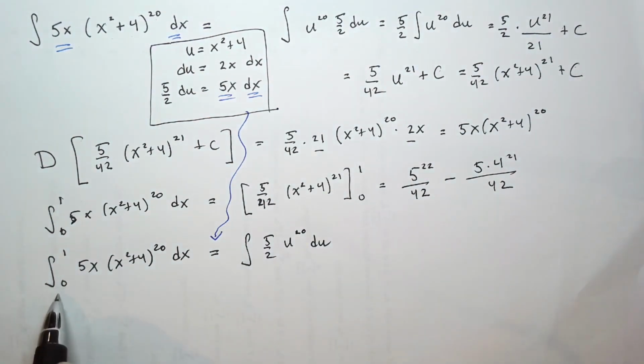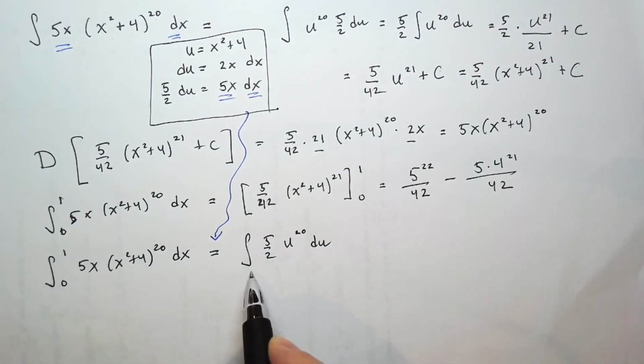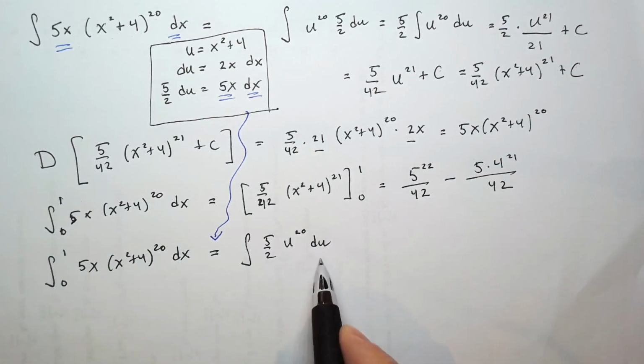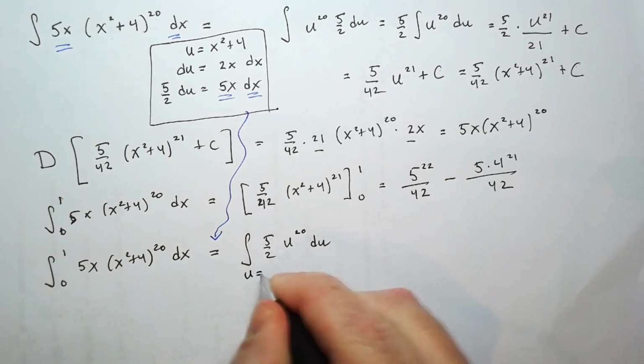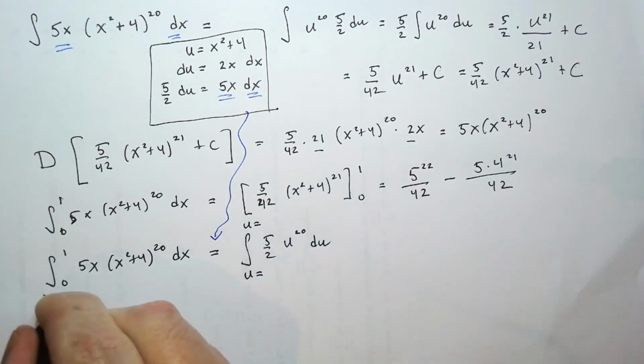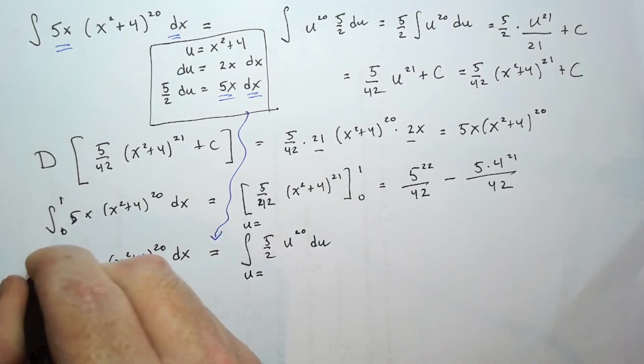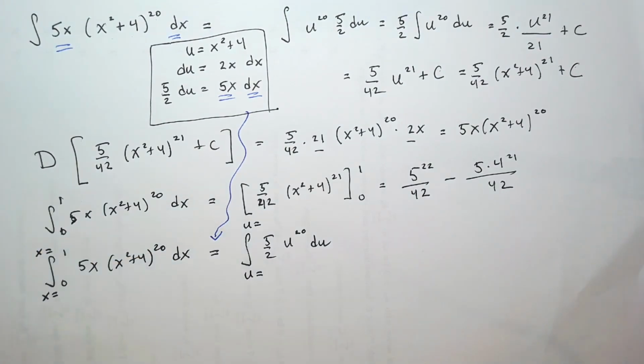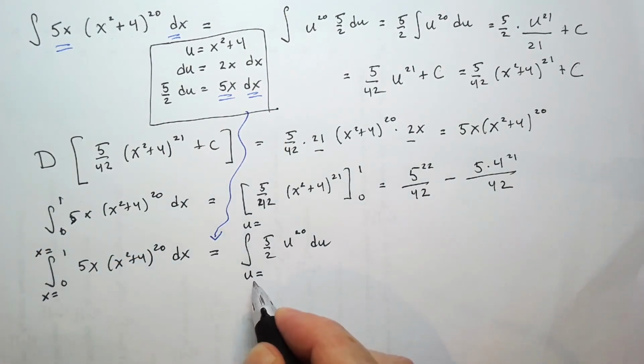But this is a definite integral. This equals a number, and so I have to have a definite integral, a number, over here as well. But this is a u integral, so it must have u limits. We didn't write this over here, but we could have written x equals 0 to x equals 1. What would the u limits be here?